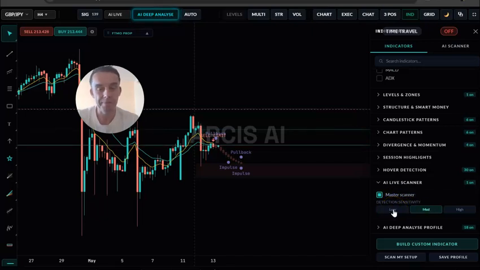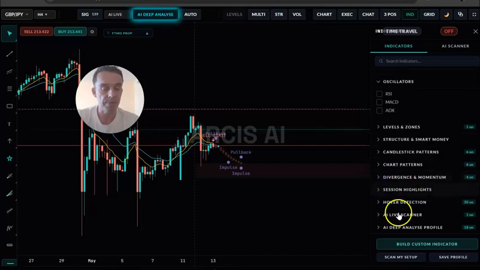That will give a lot more setups, but not as good. Medium, or you can select high. So it's only scanning for the best setups and filters.